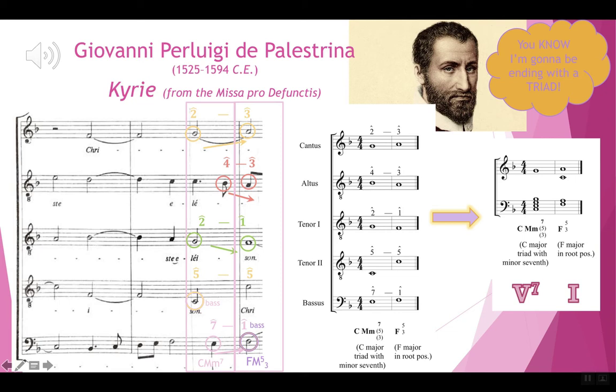But this B flat is going down to A. This G is going down to F. This G is going up to A. This E is going up to F. So looking at it this way helps you see the voice leading. Looking at it this way helps you see what the chords are.